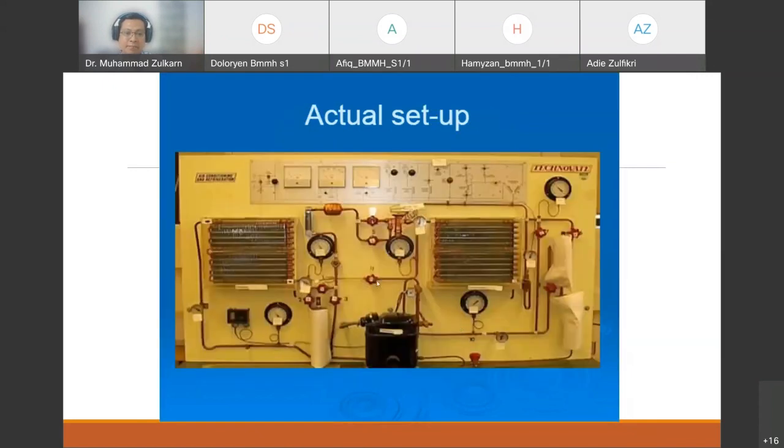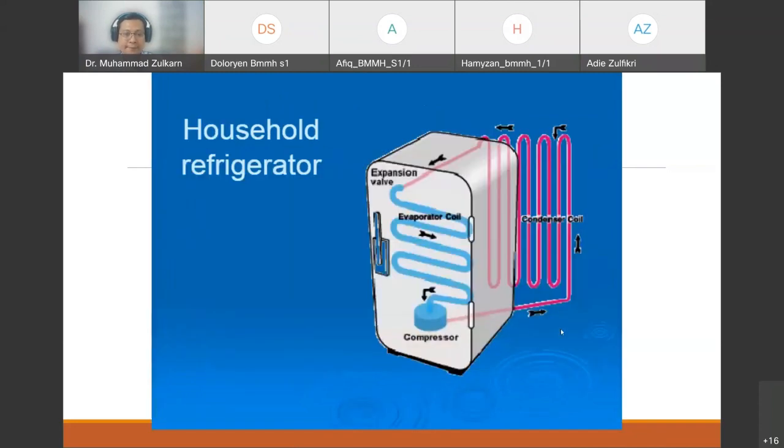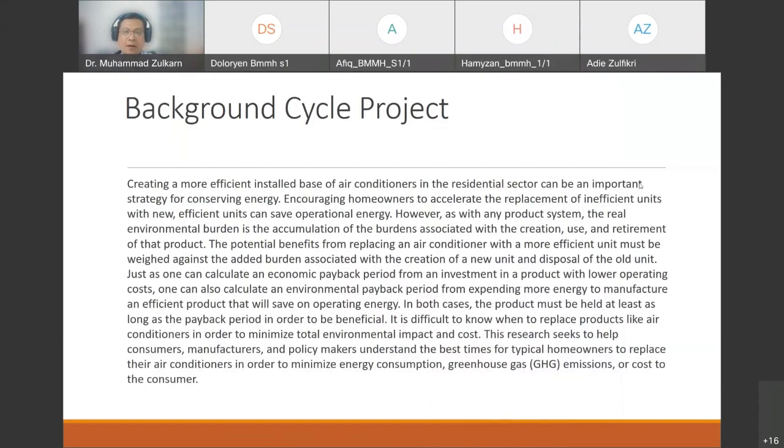Okay, this is an example in the lab. You can see also the lab. This is one cycle system of the refrigerant, and this is a similar thing when we implement it in the fridge. Okay, that is the one cycle system in the refrigeration system. Okay, back to our project cycle.